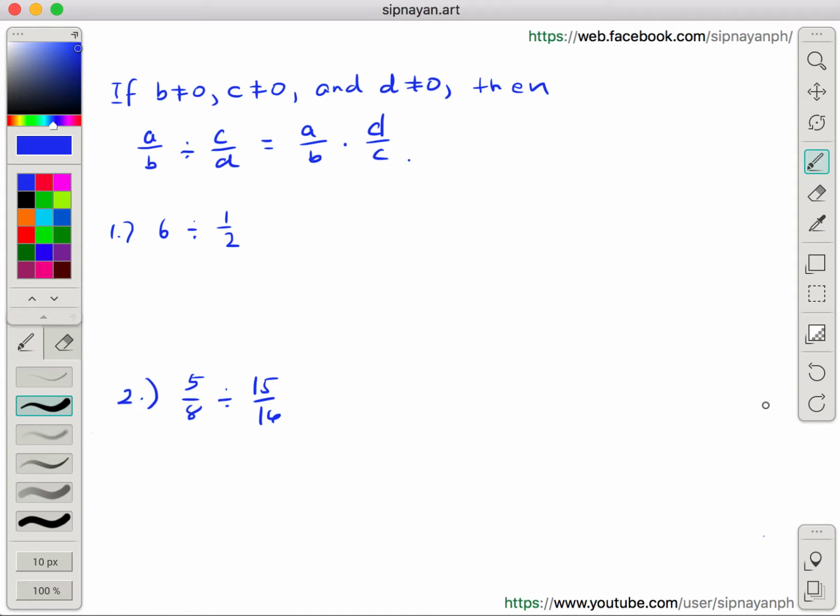So, sabi dito, if b is not equal to 0, c is not equal to 0, and d is not equal to 0, then a over b divided by c over d equals a over b times d over c. So, bakit hindi pwedeng 0 yung b, yung c, tsaka yung d? Because b, c, and d are denominators of these fractions. Sabi natin, pag meron tayong fraction, hindi tayo pwede magkaroon ng denominator na 0. That's the only reason why b, c, and d are not equal to 0.